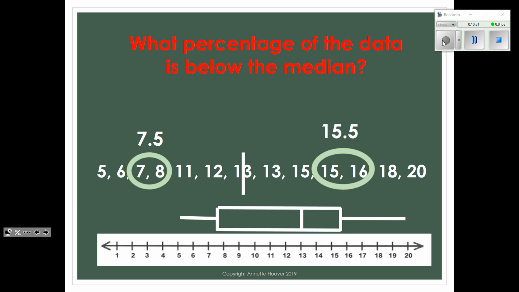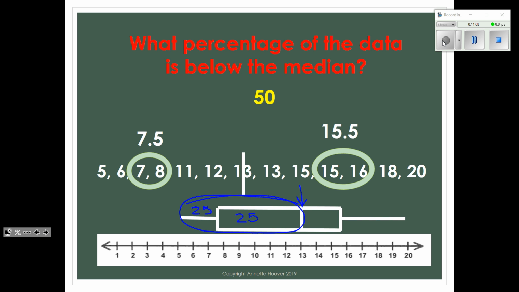What percent of the data is below the median? Well, remember the median is in the middle. So what percentage is represented below that? Well, we had 25% and 25%. So that is 50% of the data is represented below the median. And that kind of shows you how to read a box and whisker plot and how it's organized. And hopefully now you can look at a box and whisker plot and figure out what the median is and kind of understand what they look like. The box and whisker plot.